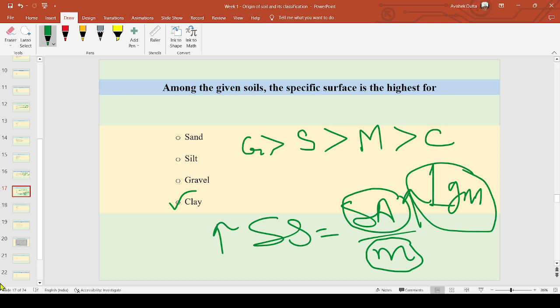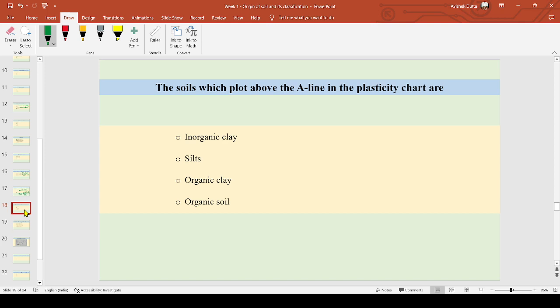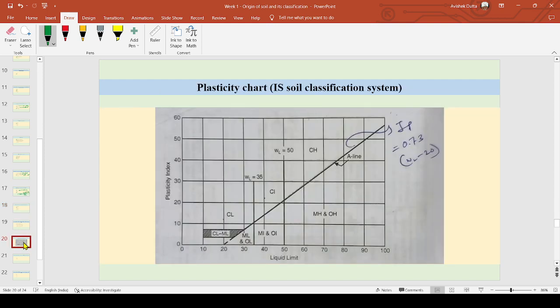Okay, so next question. The soils which plot above the A line in the plasticity chart. This is a very easy question. You can see this is the plasticity chart and this is the A line. It has the equation plasticity index Ip is equal to 0.73 into liquid limit minus 20. So above the A line you can see over here we have CL, CI, CH. This is clay. We don't have O. O we have below the A line over here, ML, MI, MH, OL, OI, OH.